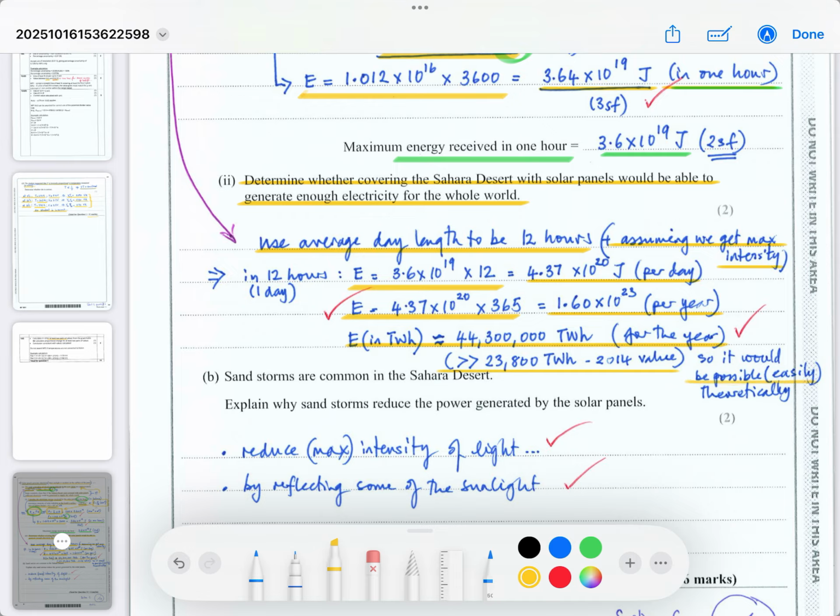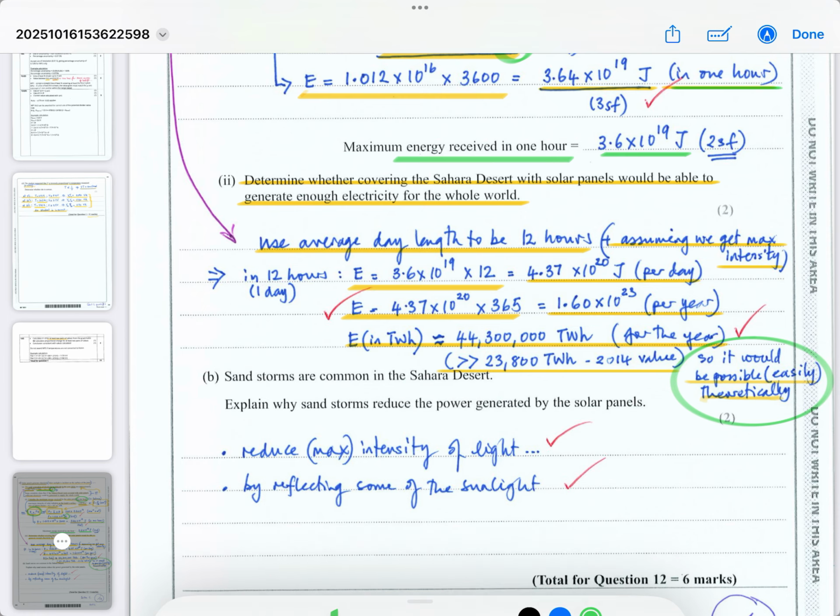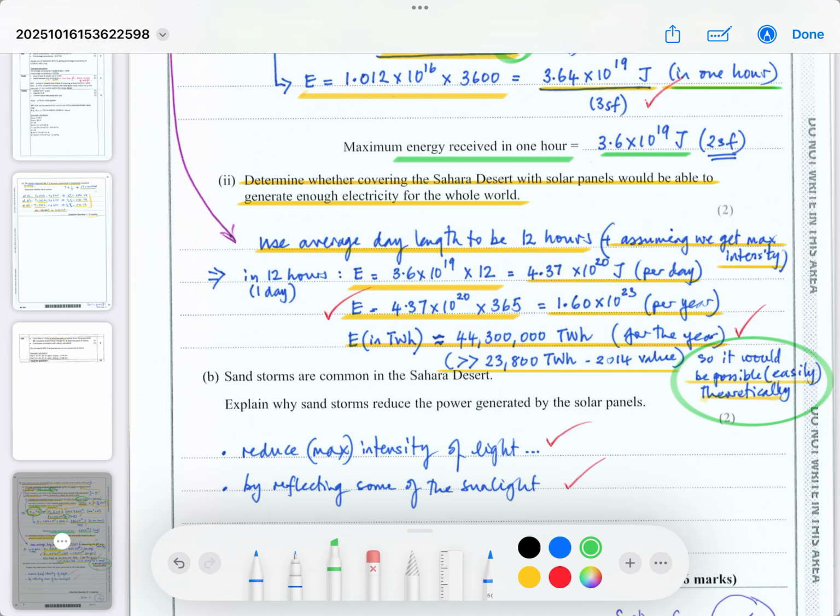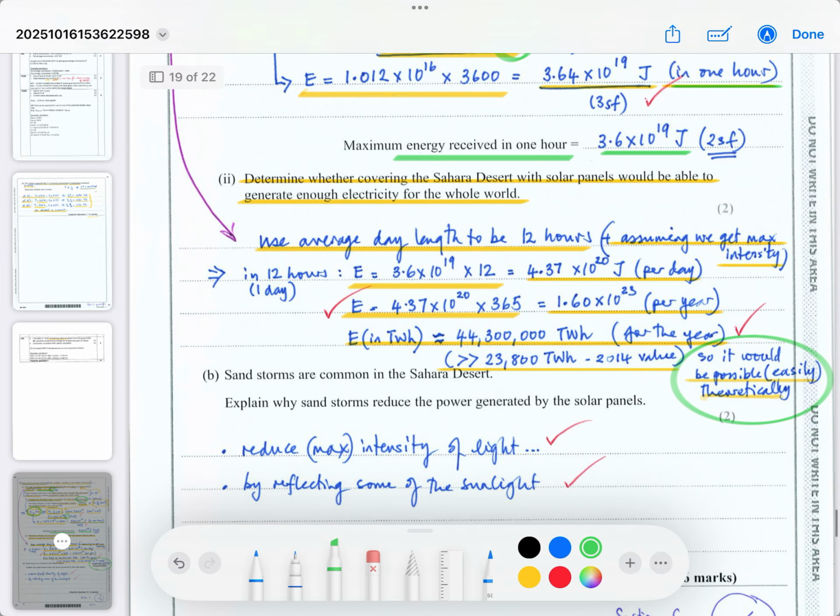But remember, we've overestimated it. But we've overestimated it by 3 zeros. So it's at least 1,000 times more than the 2014 value. Okay? So that's why the conclusion is it would be possible. I've gone into terawatt hours, but if you look at the mark scheme, you can go the other way and work it out into joules. You can compare joules with joules as well. Anyway, this is a mathematical problem for you to solve.